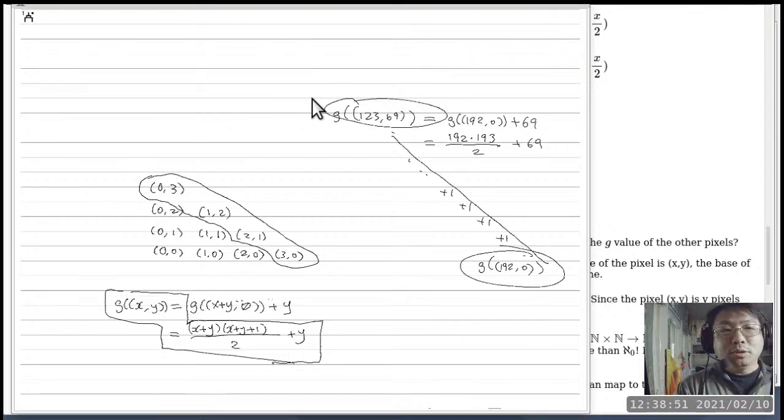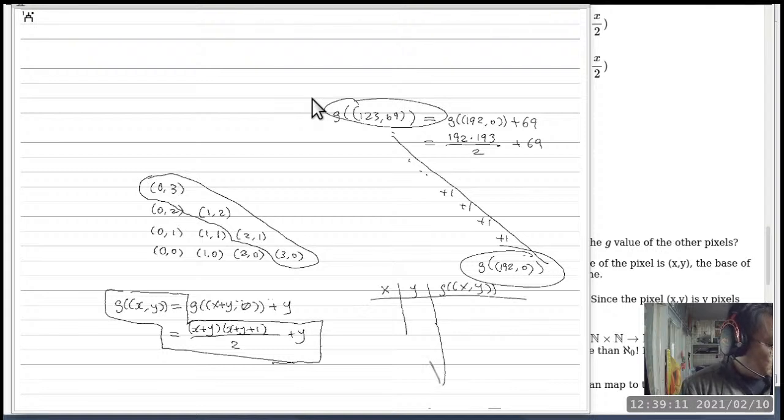Alright, so what we'll do is plug in this equation on values that we have already figured out by hand and see if it works or not, right? So we're going to say this is the x value, this is the y value, this is the g value of xy, and we'll go through a few examples.